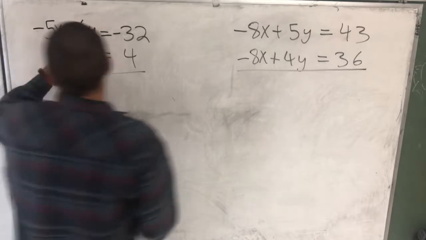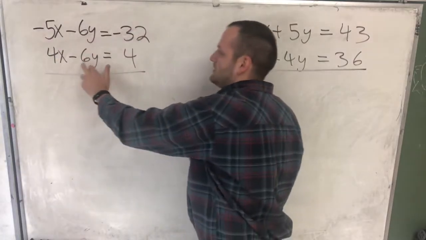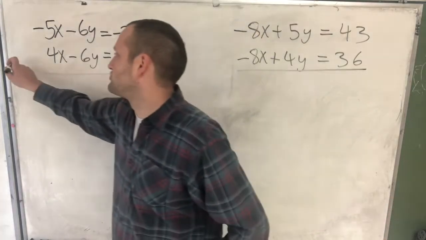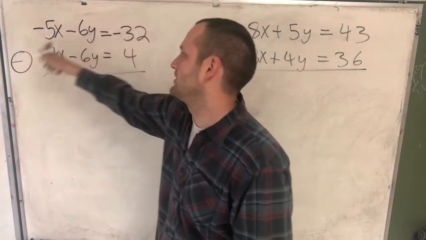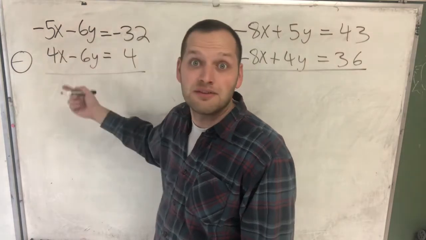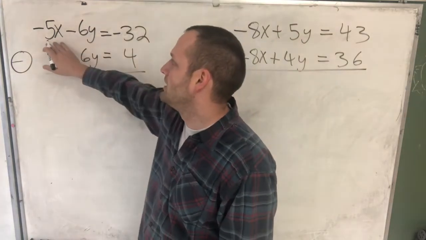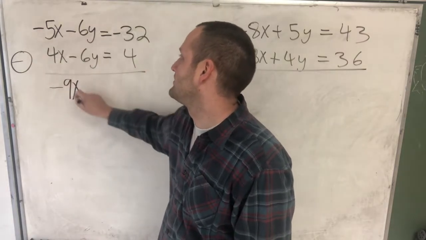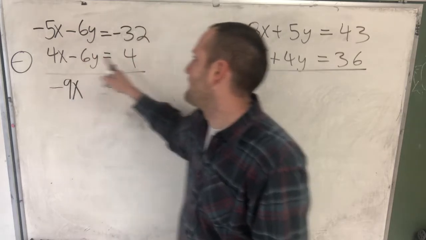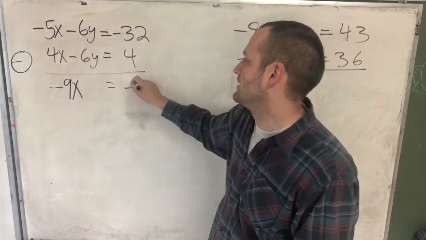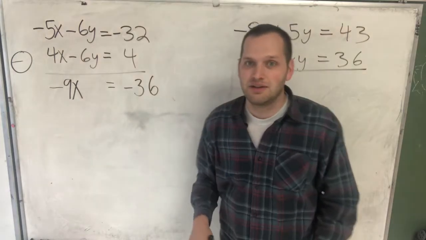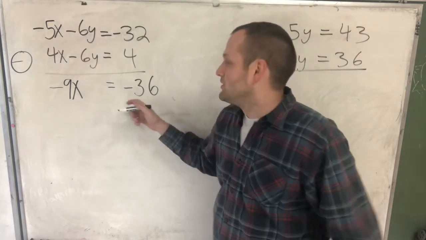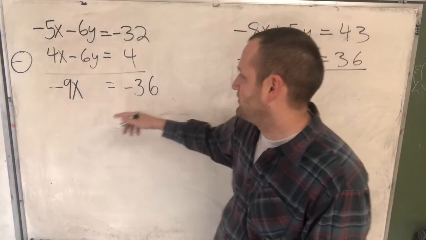However, if I subtract negative 6y minus negative 6y, what's something minus itself? It's 0. So if I subtract these two equations, negative 6 minus negative 6 gives me 0y. There's no y's left. Negative 5x minus 4x gives me negative 9x. Negative 32 minus 4 gives me negative 36. So all of a sudden I have a new equation without y's in it: negative 9x equals negative 36.